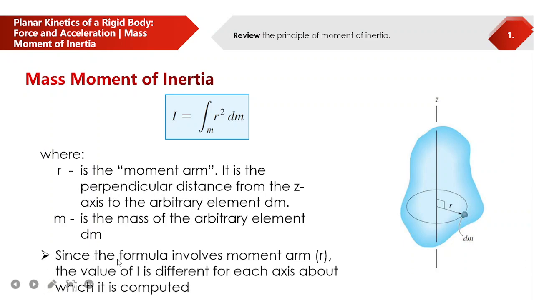Okay. So, since the formula involves the moment arm r, the value of I is different for each axis about which it is computed. Kasi nga, hindi siya constant. Yung moment arm, at this point, iba yung R nyo. At this point, iba naman yung R nyo. Sa ibaba, iba naman yung R nyo. So, it will be different.